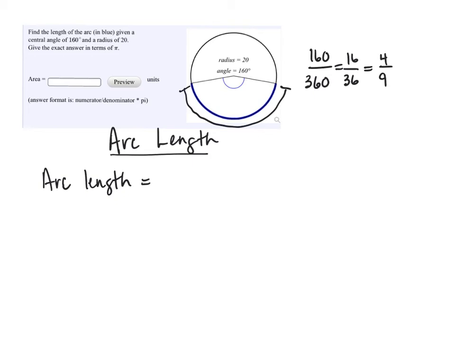So our arc length will be 4/9 of the circumference, which we know as 2 pi times the radius, and the radius is 20. So we'll take 2 times 20 times 4, in no particular order. That is 160 over 9 pi. And we try to reduce that if we could, but 160 over 9 does not reduce.